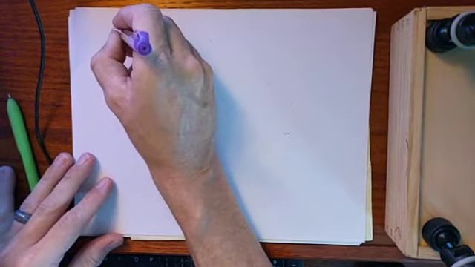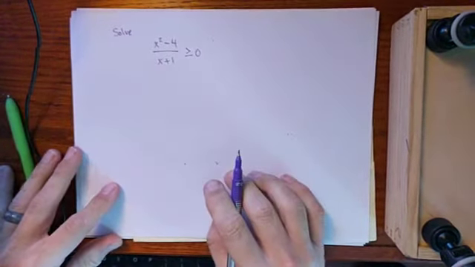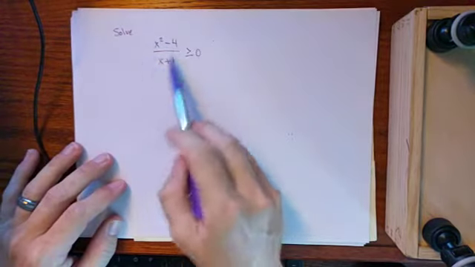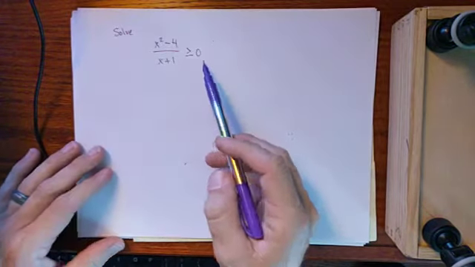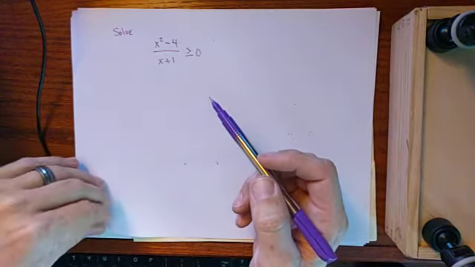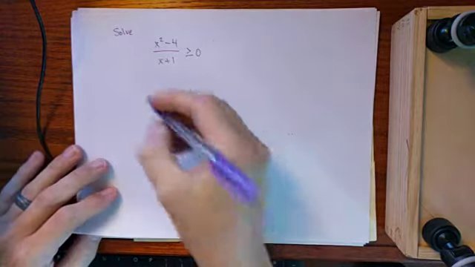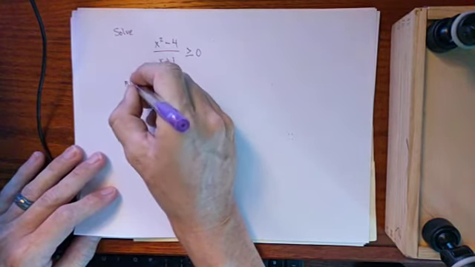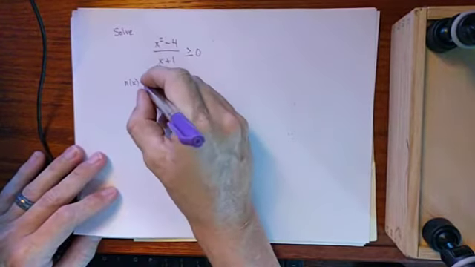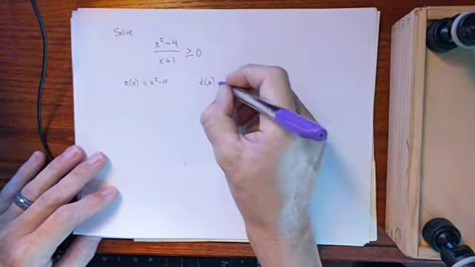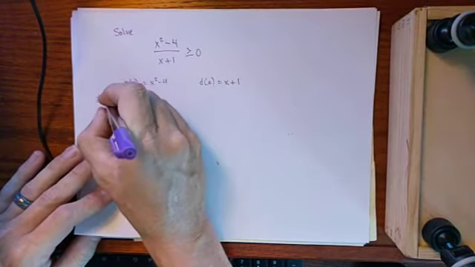Okay, so let's solve this inequality. Again, we want to find every single value of x that makes this left side greater than or equal to 0. Similar to what I did when I found the holes, I'm going to separate the numerator and denominator. The numerator as a function of x is x squared minus 4. The denominator as a function of x is x plus 1. I'm going to find the zeros of both.